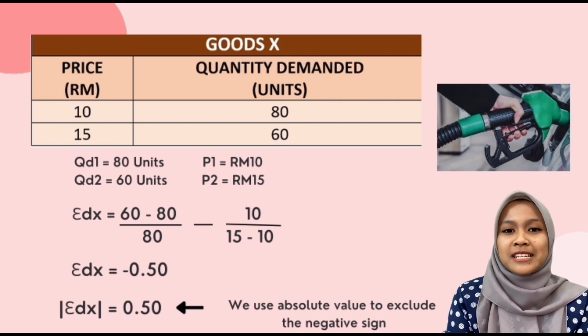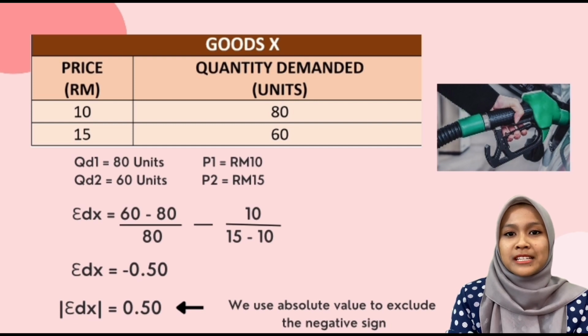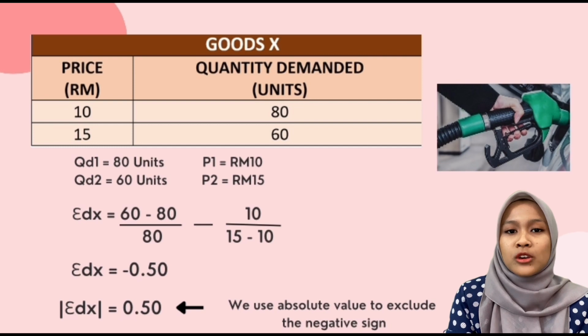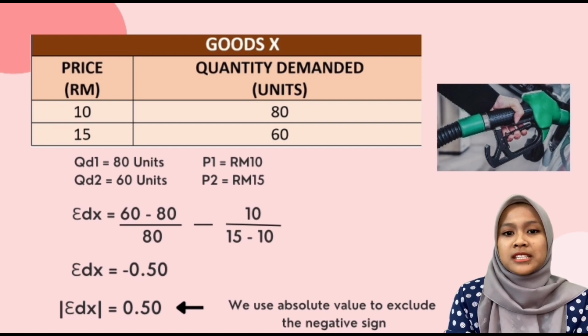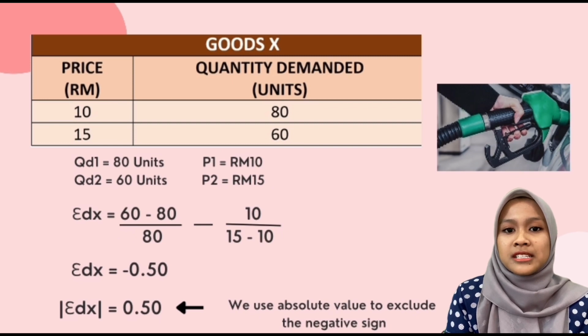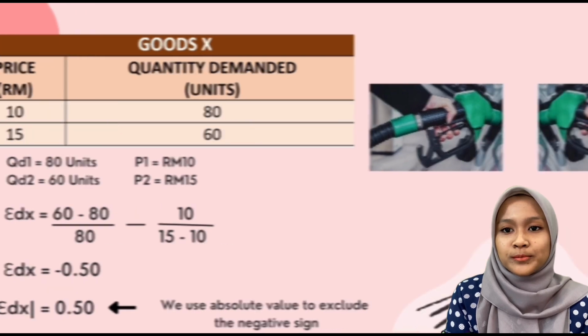60 minus 80 divided by 80 and multiply 10 divided by 15 minus 10. The answer is negative 0.5. We use absolute value to exclude the negative sign. As we can see, the elasticity of demand is less than 1, so the degree of elasticity is inelastic.